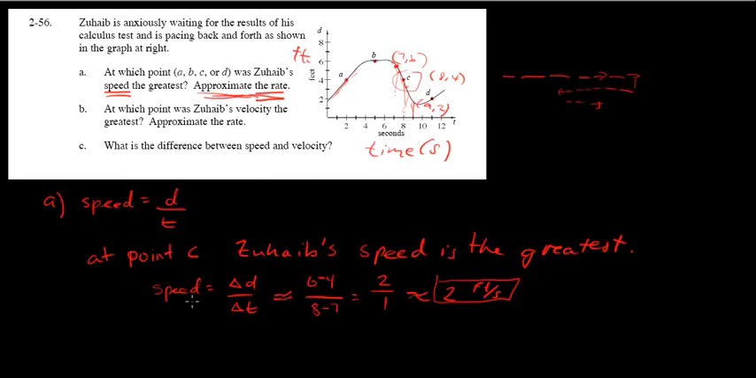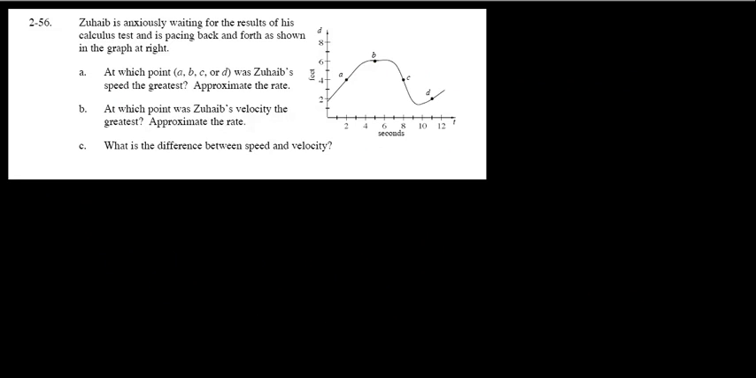So that's part A, okay? Part A is done. At which point is his velocity the greatest? Okay, so I'm going to look at velocity. What's the difference between... oh, they're asking that in question C. So let's start with C. Because they're asking about velocity and speed, I want to know the difference so I can answer accurately. I know the speed is greatest here at point C, right?